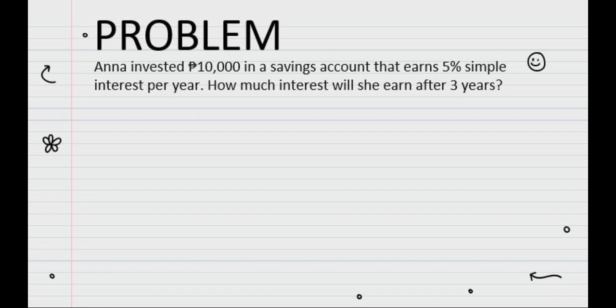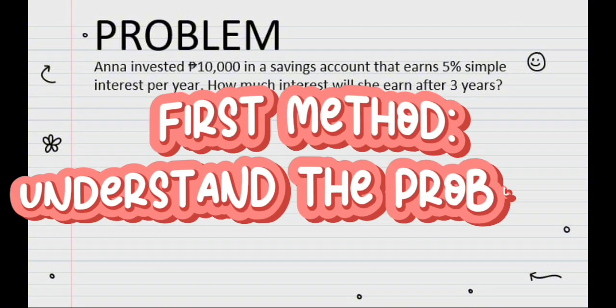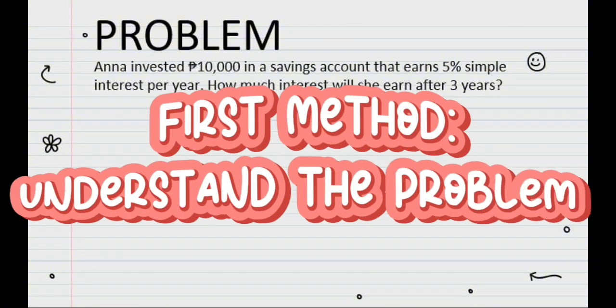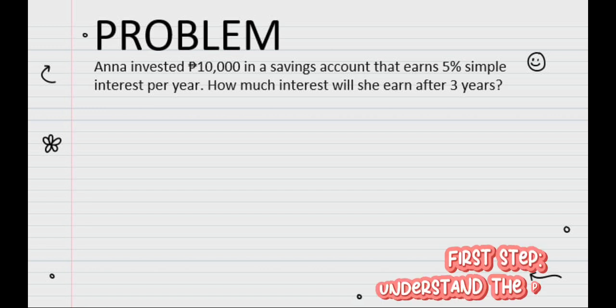Now that we have our problem, we can now apply the first method of Polya's 4-step method. The first method is to understand the problem. The problem is: Anna invested 10,000 in a savings account that earns 5% simple interest per year. So how much interest will she earn in 3 years?